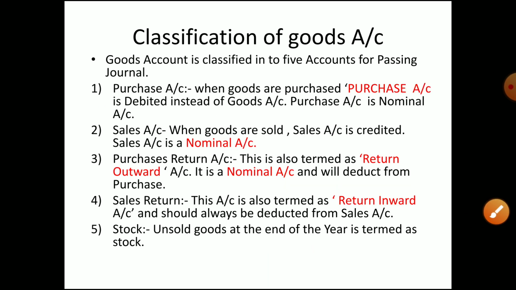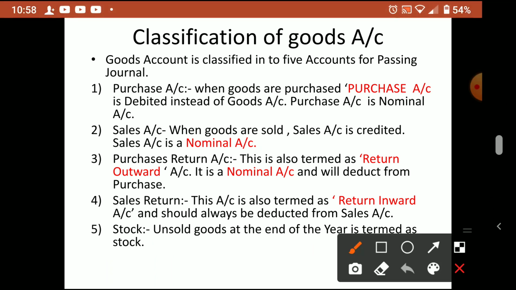Now classification of goods, another thing we'll see. Goods account is classified into 5 accounts for passing journal. So when you pass journal entry, you should remember this. Purchase account. First is what? Purchase account. When goods are purchased, purchase account is debited instead of goods account.